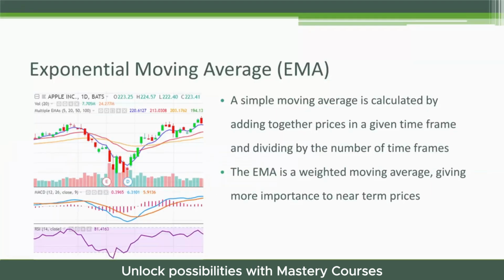A simple moving average is calculated by adding together prices in a given time frame and dividing by the number of time frames. So if we're looking at a simple daily moving average, we're going to take the closing price for a certain number of days, add those numbers together, and then divide by the number of days. So say we're doing a simple moving average for a 10-day period. We'll take the closing prices for the past 10 days, add those together, and divide by 10.